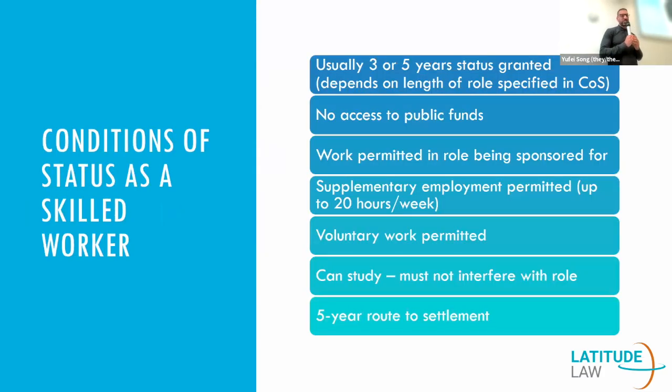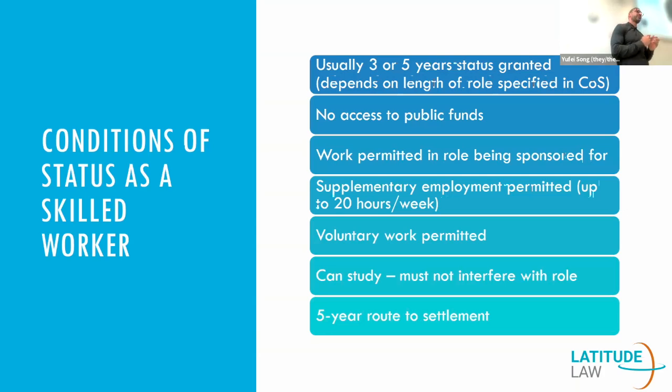Now, what are the main conditions as a skilled worker? So usually they offer the sponsorship of either 3 years or 5 years. So if you were to get a 3-year sponsorship, you then apply for a further extension for a further 2 years. And once you've done 5 years, you can apply for settlement in the UK. There's no access to public funds, so similar to most visa criteria for anyone who hasn't got settled status in the UK. The work is only permitted for the role that you're being sponsored for, so that's full-time employment.